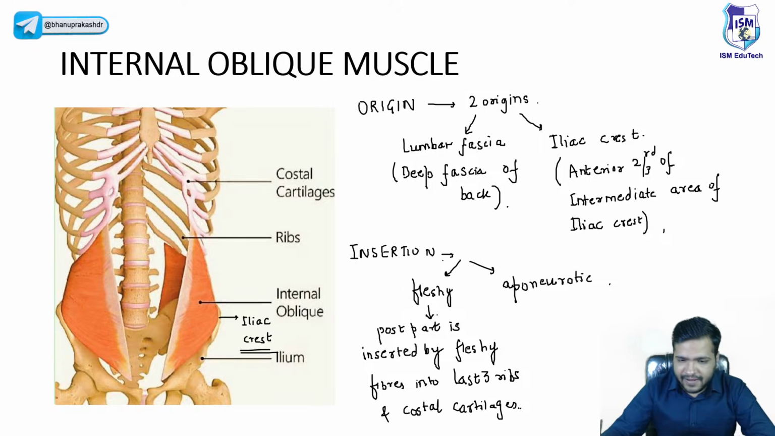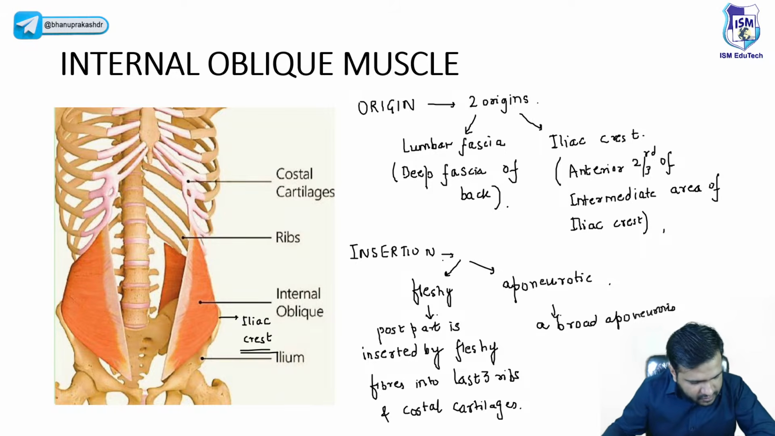Meanwhile, I'm writing the other part. Aponeurotic. I just want to know whether you have understood the concept of costal cartilage, because I told you it is present all over. Okay. So aponeurotic basically, it is by a broad aponeurosis. Yes, Varun Kashyap, very good, beta.